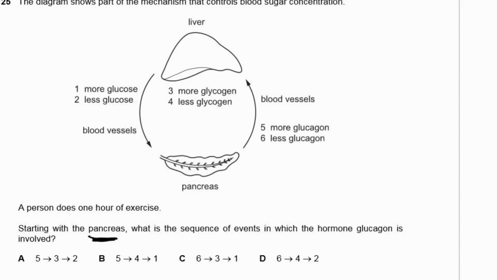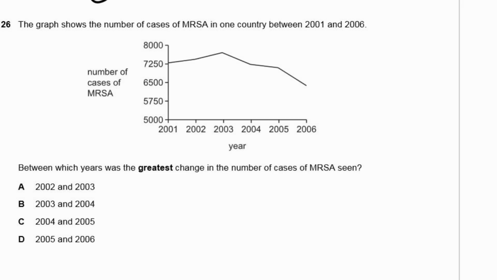So what we need is for the liver not to store the glucose as glycogen. So we need to have more glucagon being released. Okay, in the liver, as there's more glucagon, it means that there's less glycogen. It reduces the amount of glycogen because it's converting the glycogen into more glucose. Okay, so it should be 5, 4, then 1. That is answer B.